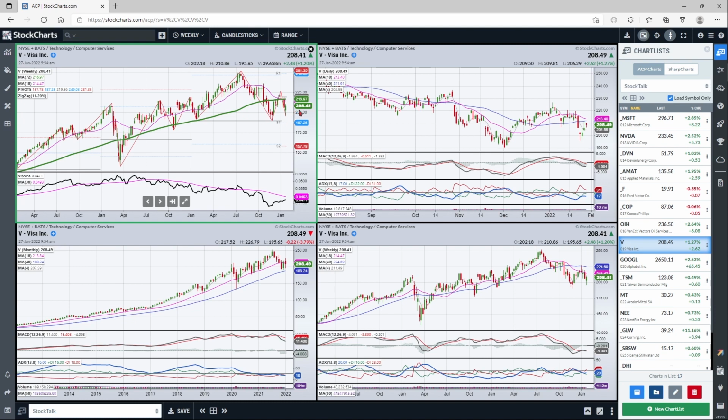Now, 200 is a pretty key area, keeps kind of bouncing off that area. Even though it got below, it never really got disconnected from 200. So that would be something I'd be watching for.